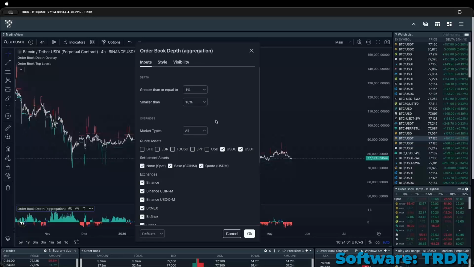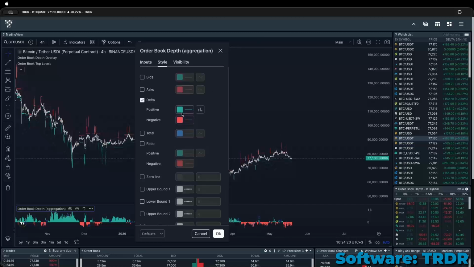Alright, and after doing a little bit of customization, these are my final settings. I forgot to mention that I actually don't follow the same depth as overlay for this one. I prefer to see this on a larger scale, especially since I'm checking so many exchanges and pairs, so these are my favorite settings for this one. And on the style, I change this from bids and asks to delta.